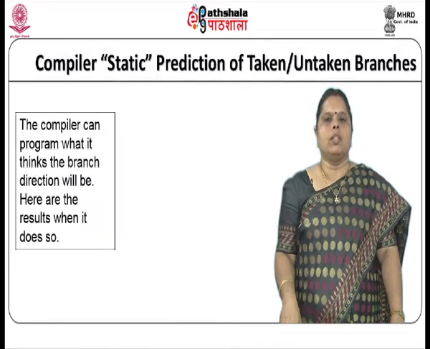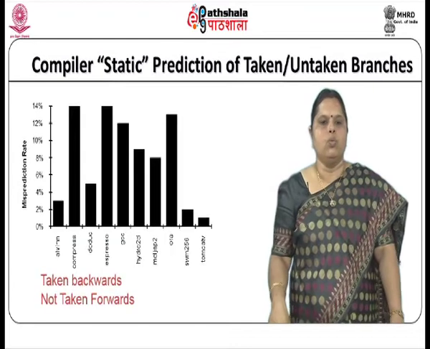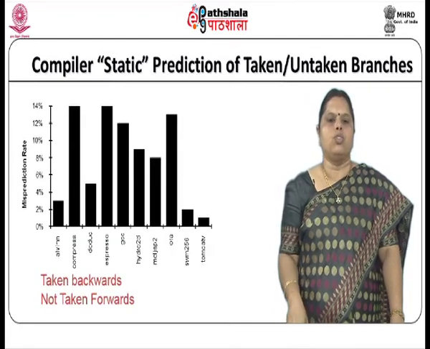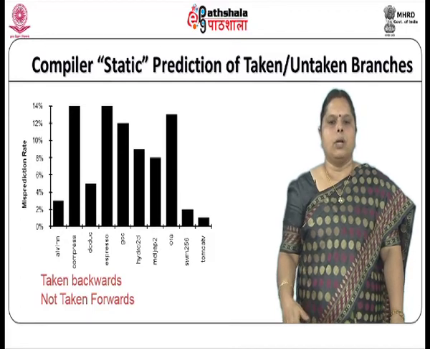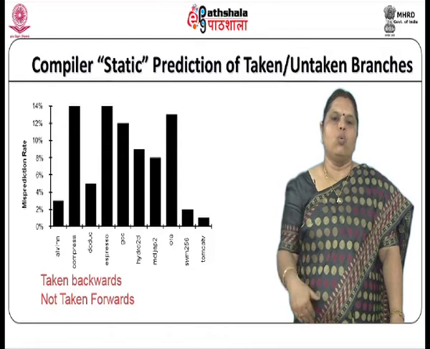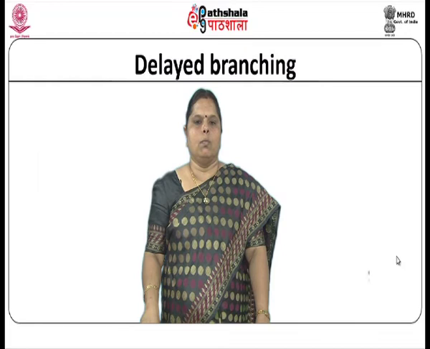If you look at the static prediction, these are some results which show you the misprediction rate. If the compiler assumes that the branch is always taken, you find that the misprediction takes on very high values. The second case is where it makes a more judicious choice of assuming that branches are taken if it's a backward branch and not taken if it's a forward branch. You find that the misprediction has really come down.